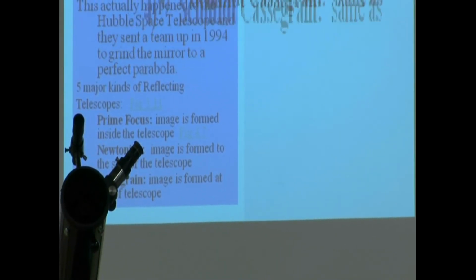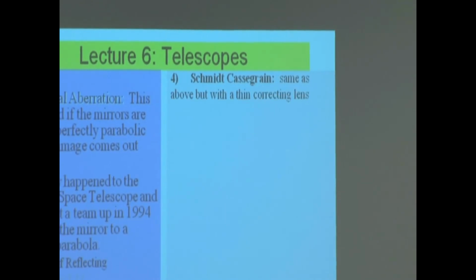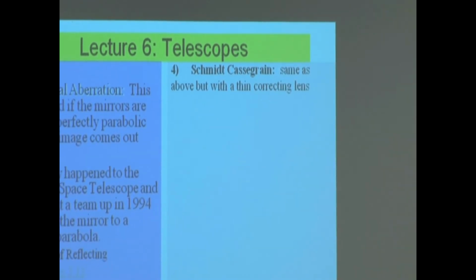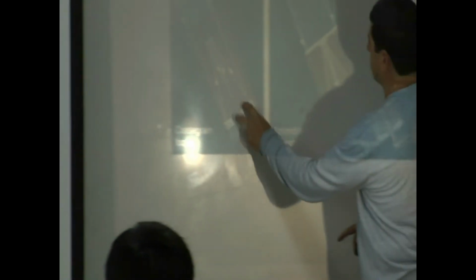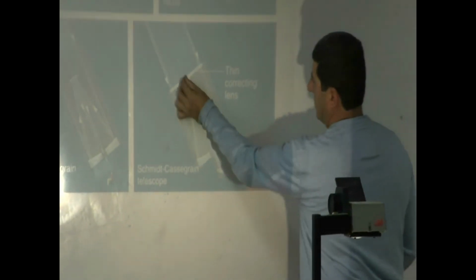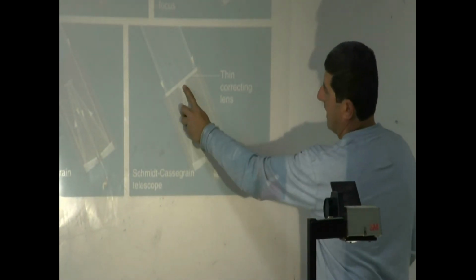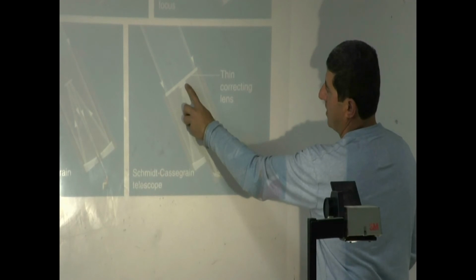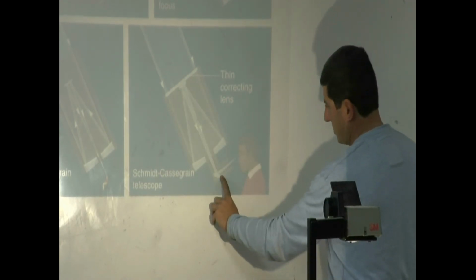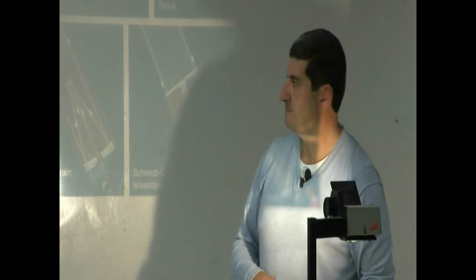And then Schmidt-Cassegrain, same as above. So pretty much the same as the Cassegrain. Comes in, reflects. This one doesn't have a tilted mirror, you see. It has a regular mirror. Comes here, tilted mirror, goes up, and you see it from the side.